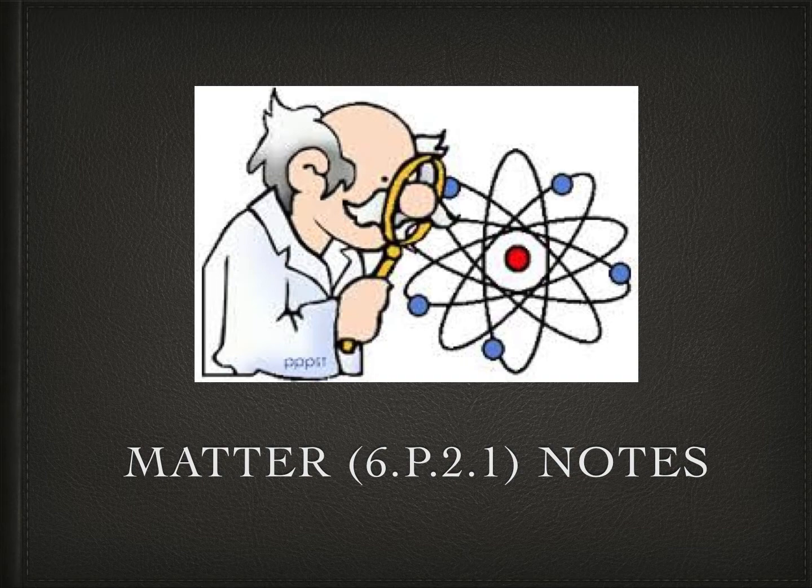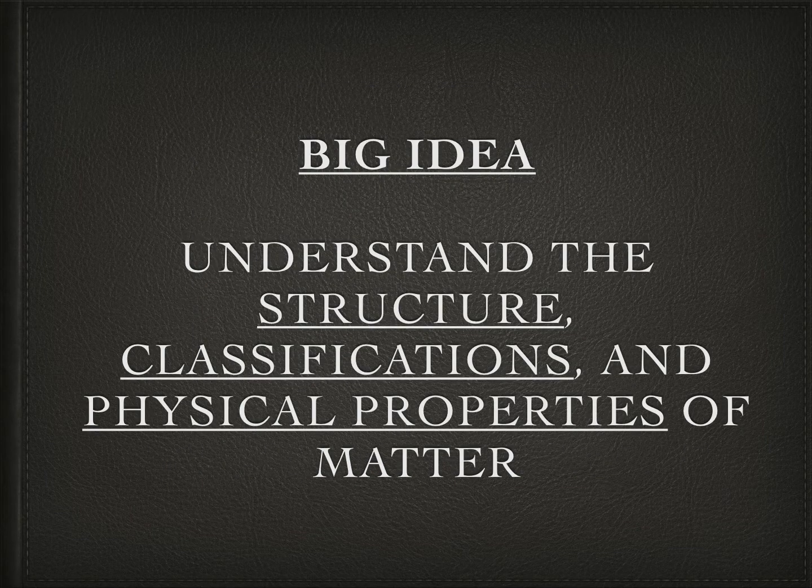So 6.P.2.1 is just a standard number, and that is the first of its big idea. You have to learn three things with matter this year: the structure of matter, classifications with matter, and physical properties of matter. I call structure matter 1, classifications matter 2, and physical properties matter 3. Structure and classifications will be put into the same group, and then we'll do physical properties all by itself. Those are the three things you need to know overall for matter.